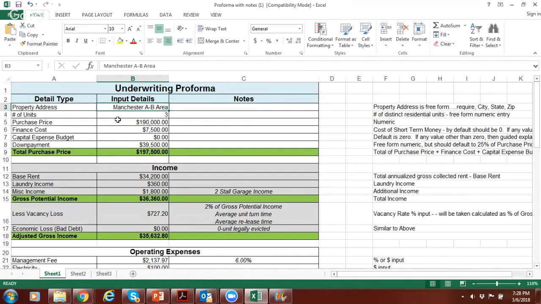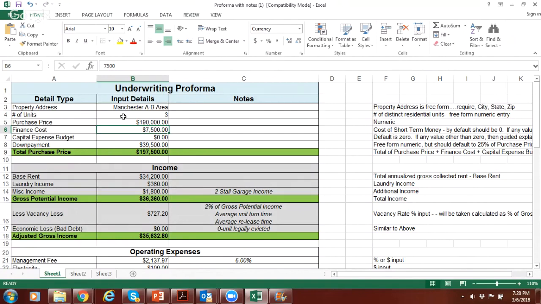It's a free-form entry. This is the number of rental units. In this case, it's a 3-unit apartment building. This is the proposed purchase price of the building. And this is your finance cost, which is any cost associated with that the bank may require you to, such as closing costs or any short-term borrowing of money, or any monies that you need to come to the table to get a loan.